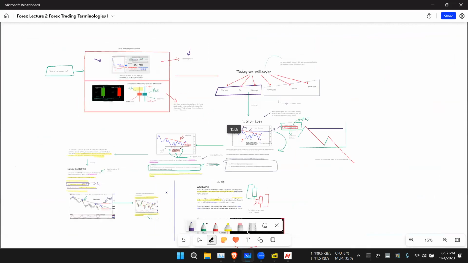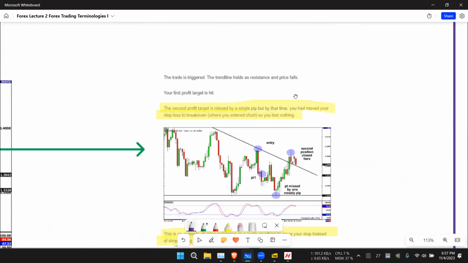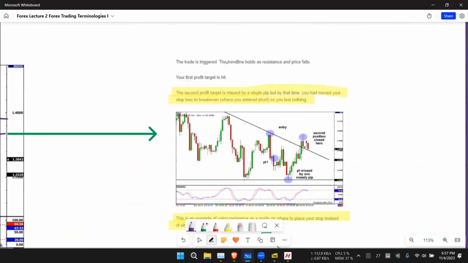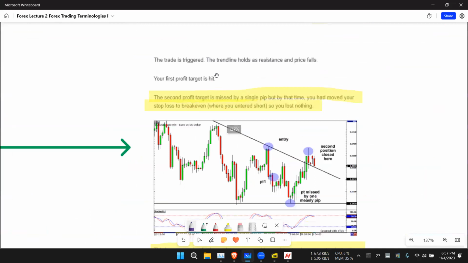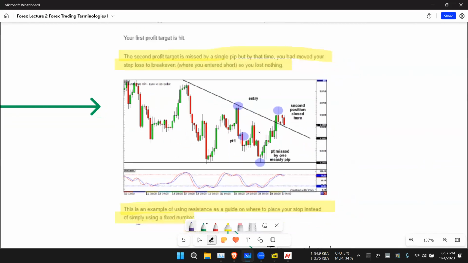Let us just continue from where we left. Okay, so basically the trade is triggered. The trend line holds at resistance, price falls. Your first target is hit. The second profit target is missed, but by a single pip. But at that time, you had moved your stop loss to break even, where you entered short. So you lost nothing.